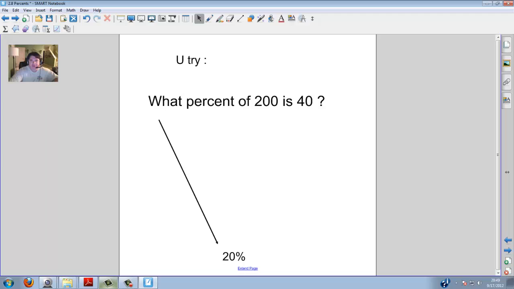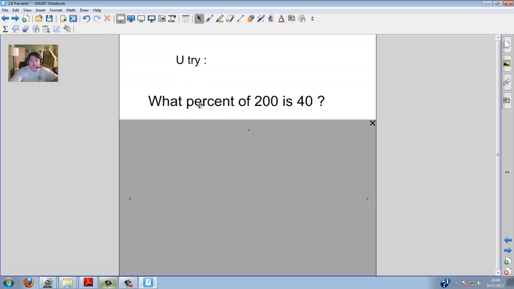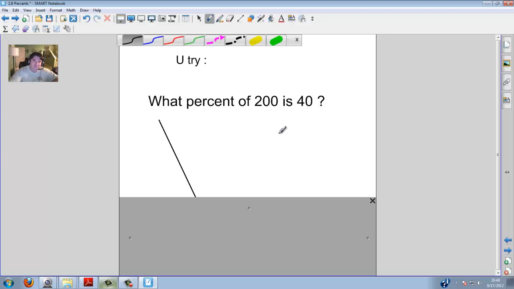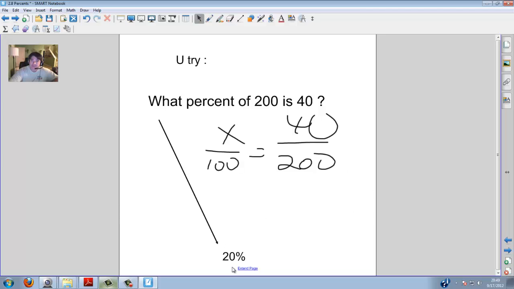Moving on. You try. Well, okay, let's say you didn't notice that. You try. What percent of 200 is 40? So go ahead and take a look here. Percent x over 100 of 200. 200 goes on the bottom. 40 goes on top. Crisscross applesauce, 4,000 divided by 200 equals 20. And voila.